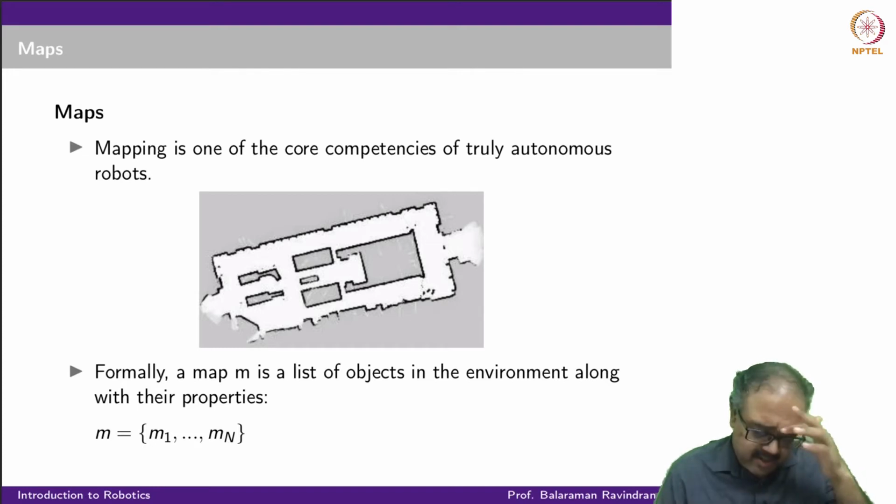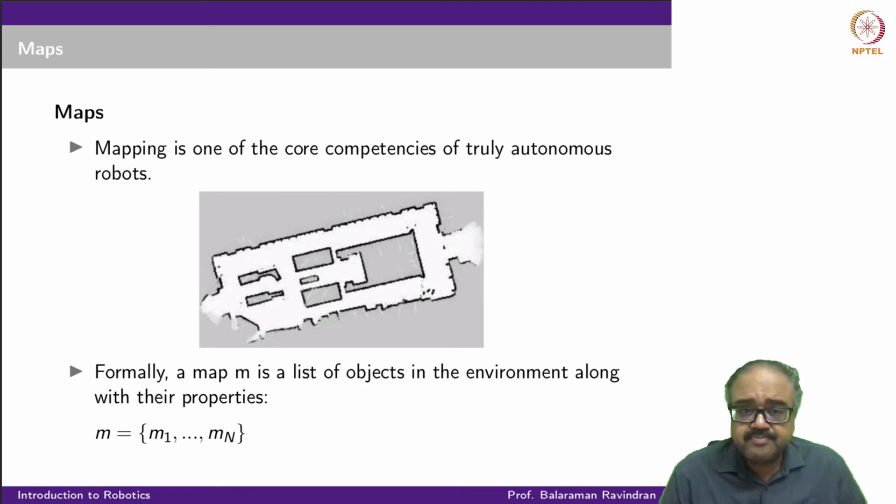So formally, what we are going to assume is a map M is essentially just a list of objects in the environment along with their properties. You could say, okay, there is an obstacle here, it's in location X, Y, and then the orientation of theta 1. So that could be M1. So I'm going to look at this as a collection of objects along with their properties.